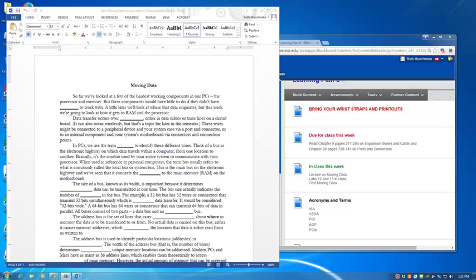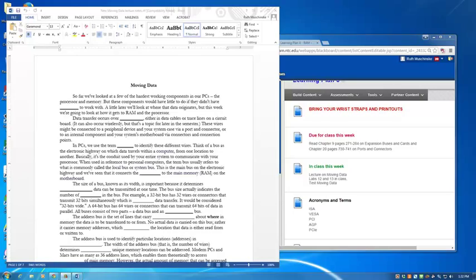For this learning plan, we are looking at parts of Chapter 9 and of Chapter 20. So far, we've looked at a few of the hardest working components in our PCs, the processor and memory. But these components would have little to do if they didn't have data to work with. A little later, we'll look at where that data originates. But now we're going to look at how data gets to the RAM and the processor.